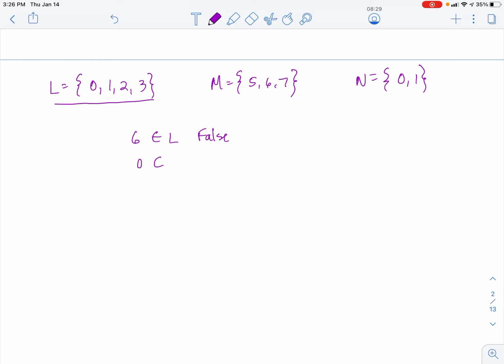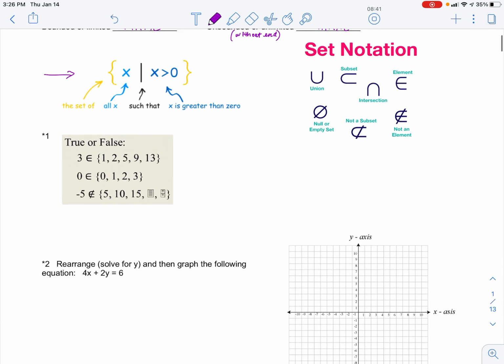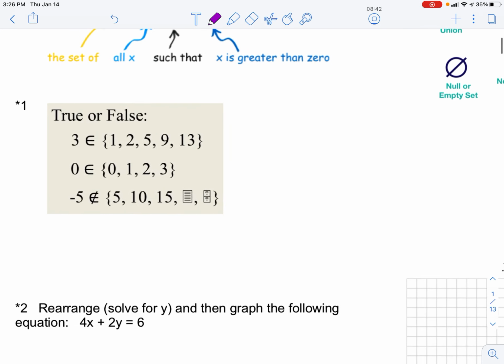Is 0 a member of N? Well, let's go look at N. Yes, 0 is. So that is true. Okay, so that gives you kind of an idea of how to do this. Now let's go up into your notes really quickly, and let's look at these up here.